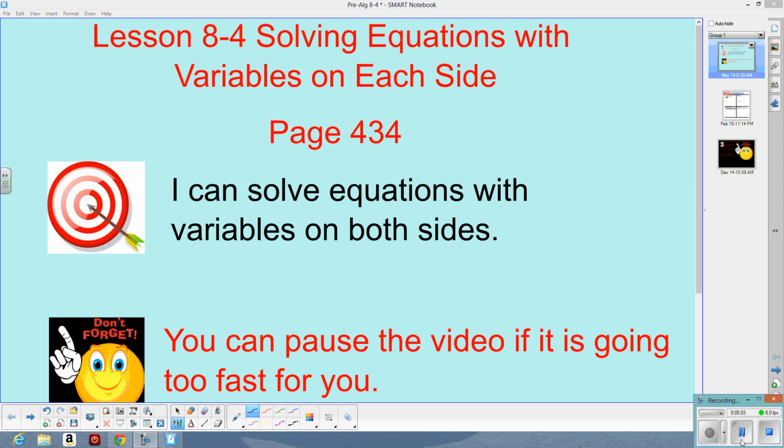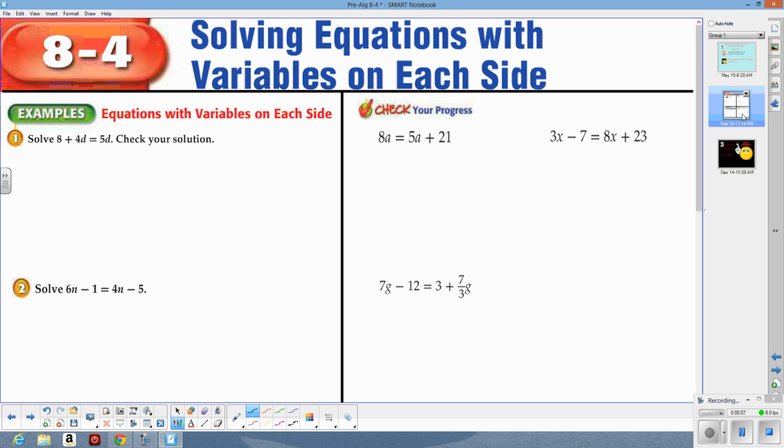In Lesson 8.4, you will solve equations with variables on both sides. You're going to use the same process as always. You're going to draw train tracks. But when you look at this example, it says 8 plus 4d equals 5d.